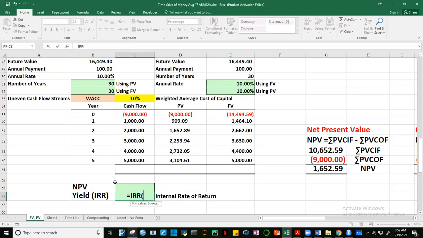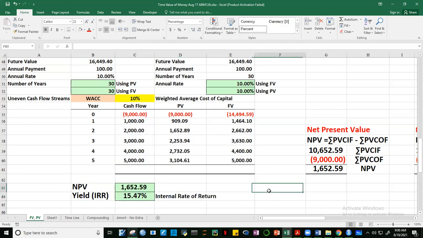Okay, values, guys, isasama natin lahat kasama yung present value. So pinapa-evaluate natin kay Excel to. Kindly compute for the return of this stream of cash flows. Okay, dito tama tayo, control enter. Okay, we have 15.47%. So this tells us that the return of this project, this stream of cash flows, is 15.47%.